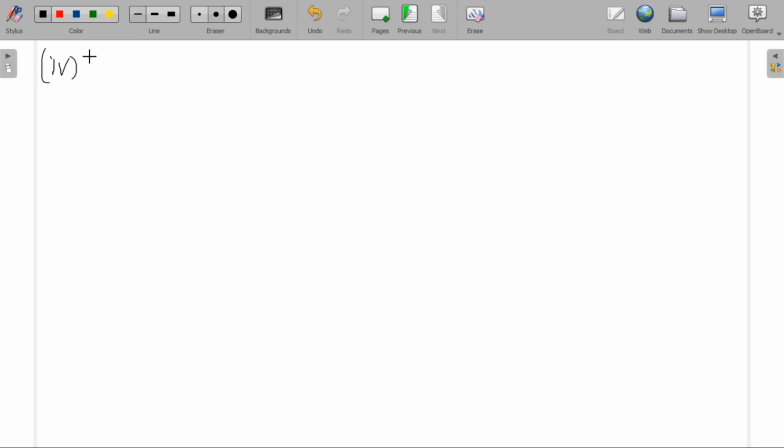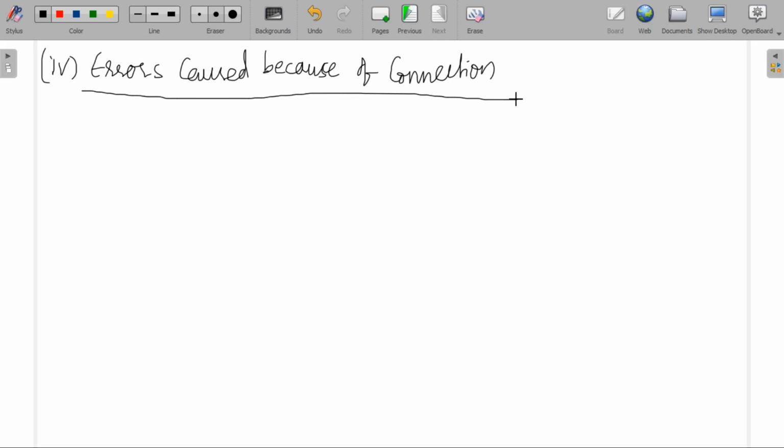Next one is errors caused because of connections. Okay, normally we have two types of connections in wattmeters to measure power.